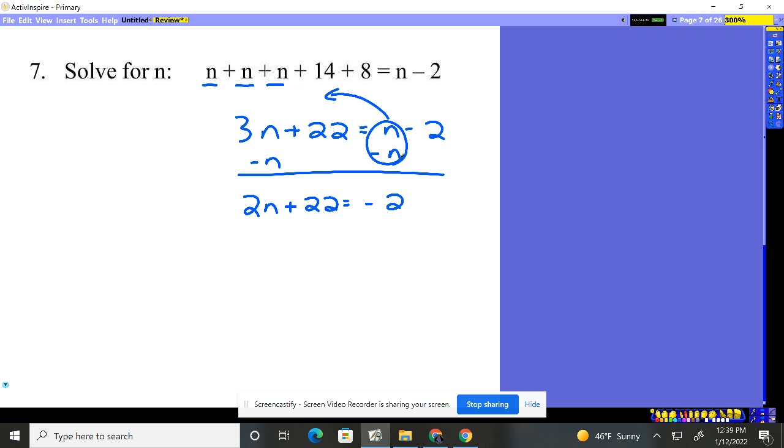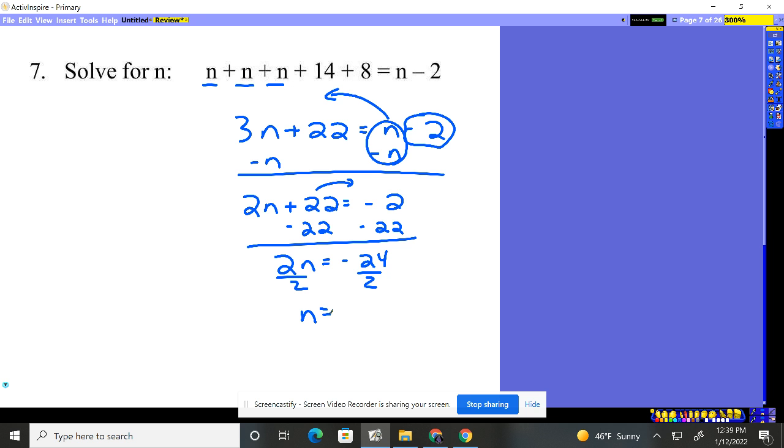That goes away. Don't put a 2. It's a -2 that you have there. Now let's move this 22 over to be with its number. So we subtract 22 from both sides. 2n equals -24. We now divide by 2 on both sides of the problem. Negative divided by positive is negative, and we get -12.